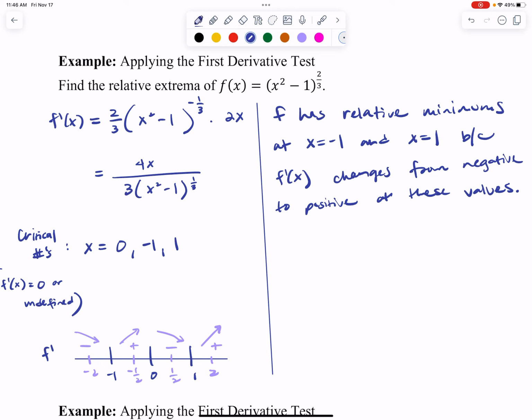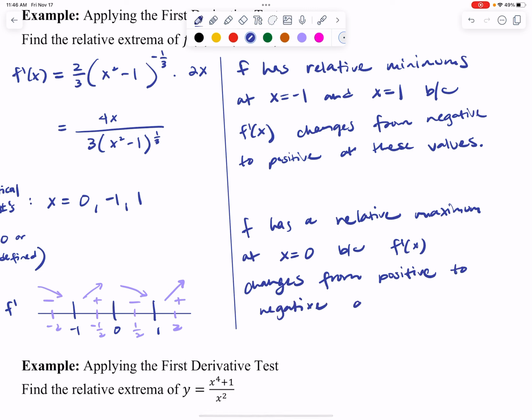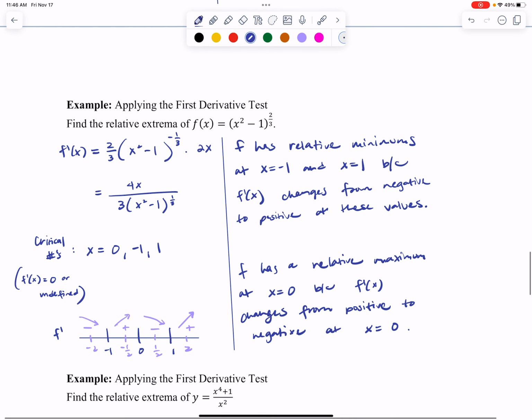And then it looks like f has a relative maximum at x equals 0 because f prime, and to get the extra credit, you have to justify, in case I didn't say it before, f prime changes from positive to negative at x equals 0.